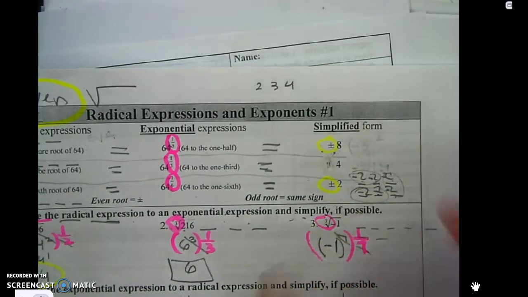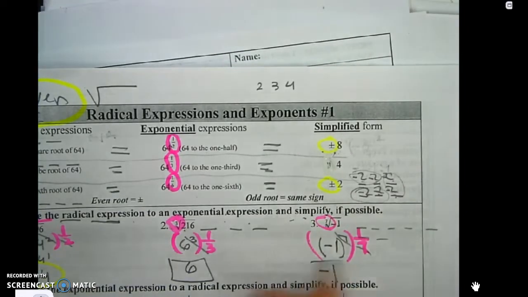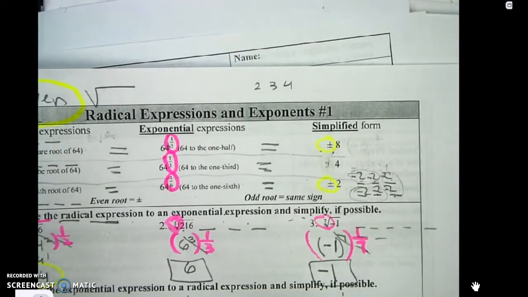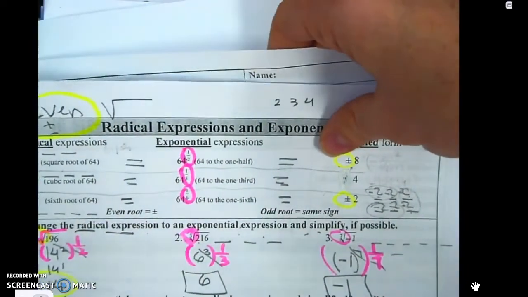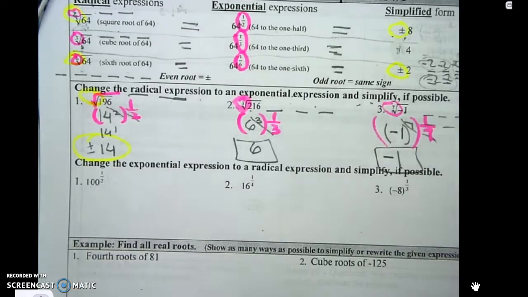These cancel, and I'm left with -1. It's taken to an odd root, so there's no plus or minus. Now, this time, I have it in exponential form, and I want you to change it to rad form.